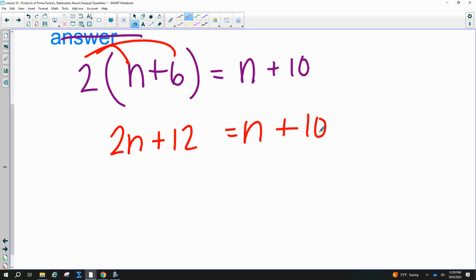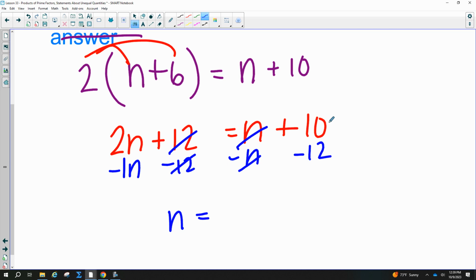I like to cancel the variable on this side, so I'm going to subtract the n and line it up. And I like to cancel the number on this side, so they're all over here. All right, so I have 2n minus 1n is 1n, or just n. These would cancel, and I have 10 minus 12 is negative 2.